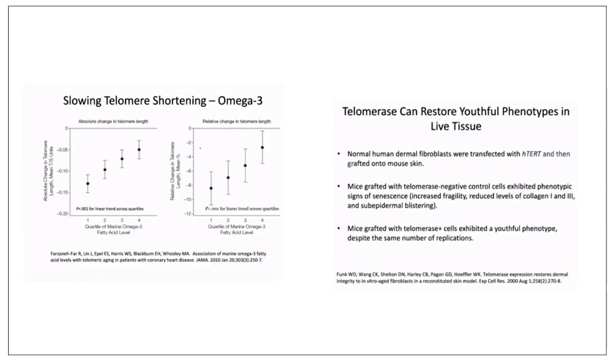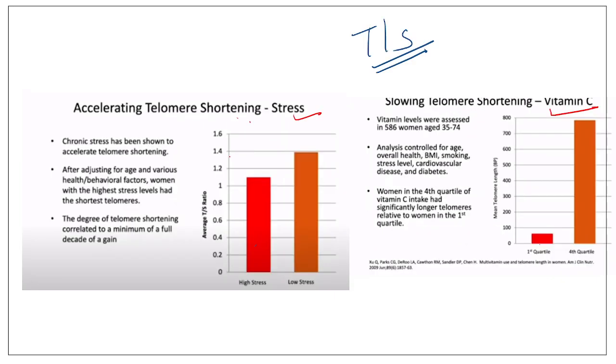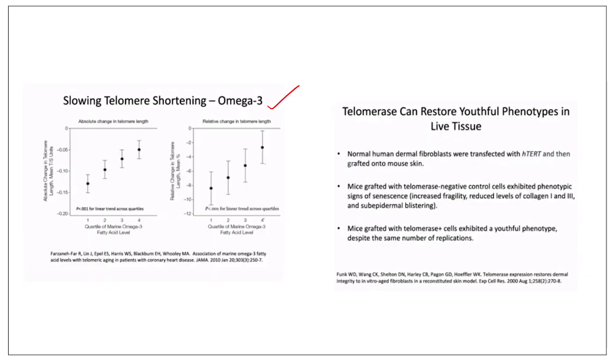Next, we can also slow down telomere shortening by having omega-3 fatty acids. You can see this is the T by S ratio, and this is the time duration for which they have taken the omega-3 fatty acids. People who have taken omega-3 fatty acids up to the fourth quartile have high telomere length. So how can we reduce telomere shortening? By having vitamin C in our diet and omega-3 fatty acids in our diet.